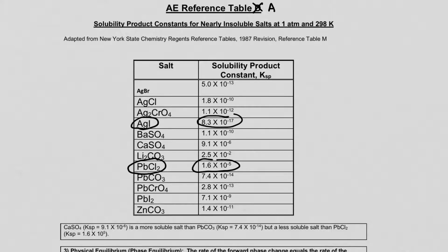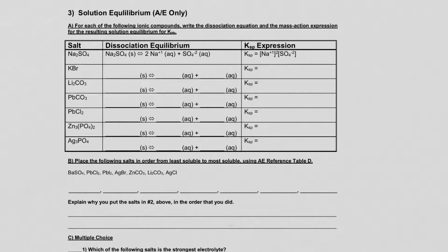The larger number is the lead chloride, so this is larger, and therefore PbCl2 is more soluble than the substance that is silver iodide. All right, so Ksp is a number that helps you compare the solubility of different insoluble salts to one another. So this is essentially what you need to know in order to do the problem set that is 10.4, solution equilibrium.